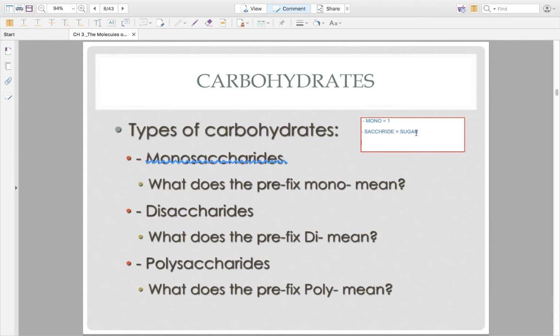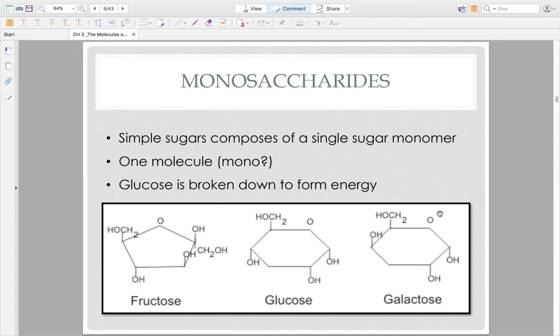Great, easy. What about disaccharide? Di means two. That means two sugars. Anything bigger than that? Poly. Poly means many. Polysaccharides just means many sugars, more than two. It could be 3, it could be 3,000 or 300,000. It's just more than 2. Okay, so let's take a look at a couple of the more significant monosaccharides. These are referred to as simple sugars. They are composed of a single sugar monomer, one sugar unit.